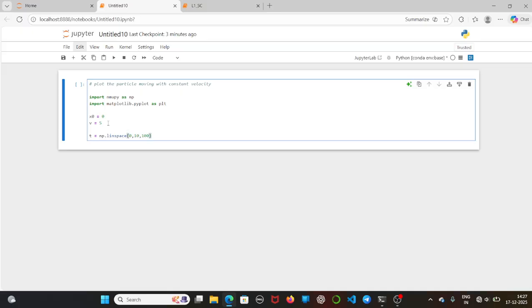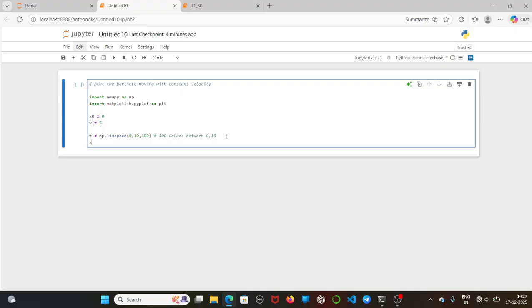Here 100 means 100 values. It is going to return us 100 values between 0 and 10. So you can see it as an array of 100 values between 0 and 10. And x equals x naught plus v times t.